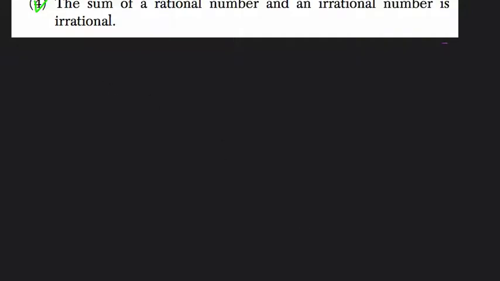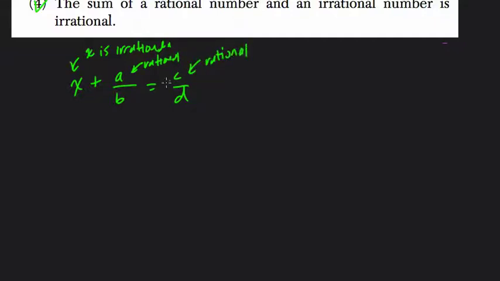So let's say you're looking at the sum of x plus a over b, and that equals c over d. What's the contradiction? Well, here we're assuming x is irrational, and you could say that a over b is rational, and c over d is rational. So the contradiction is we're assuming that the sum of an irrational and rational is a rational result. That's the contradiction. It's the opposite of what we know to be true. Now, when we do that, let's see what happens.